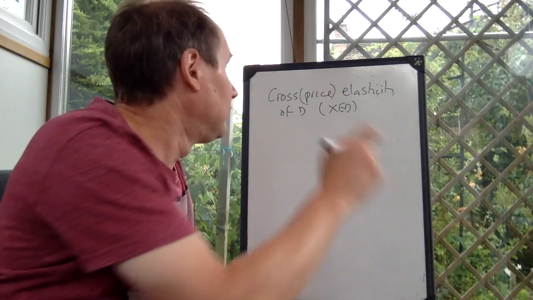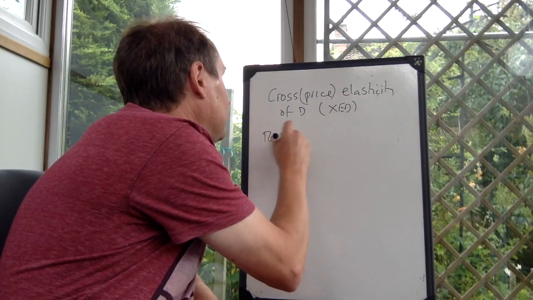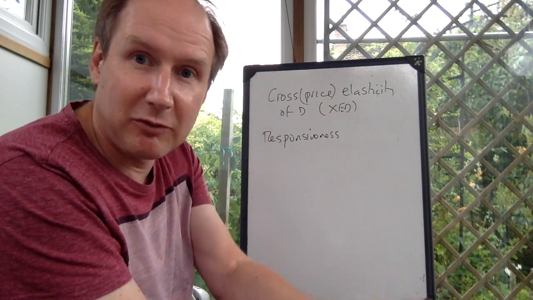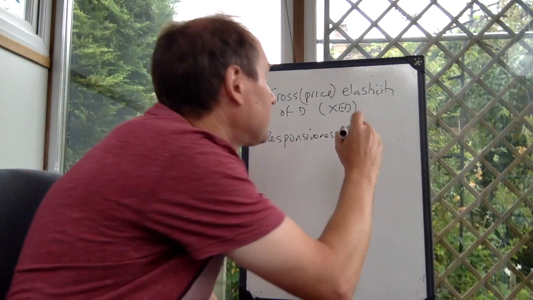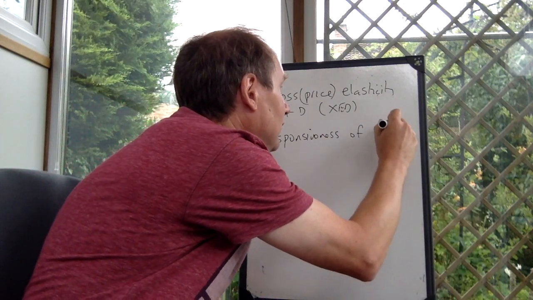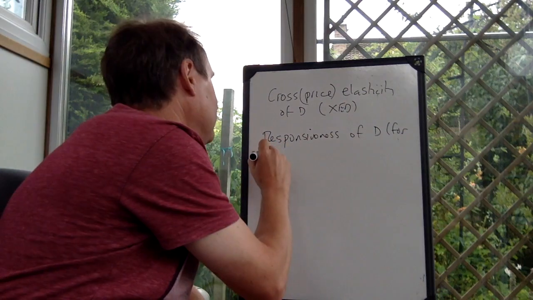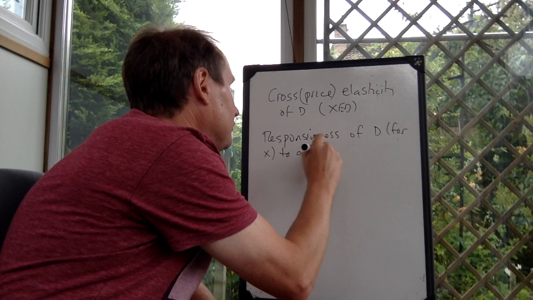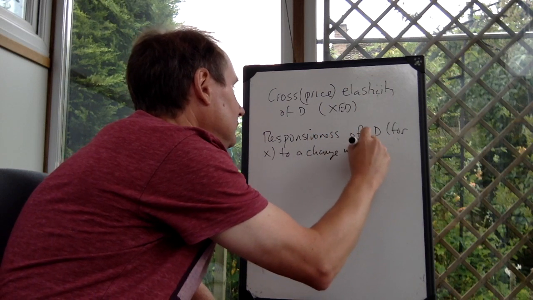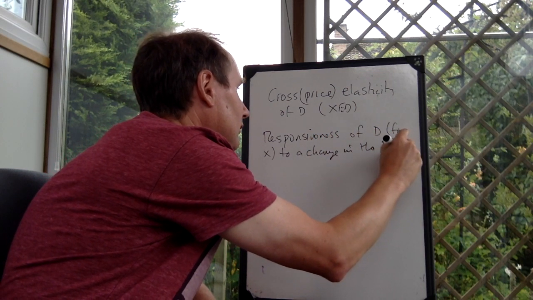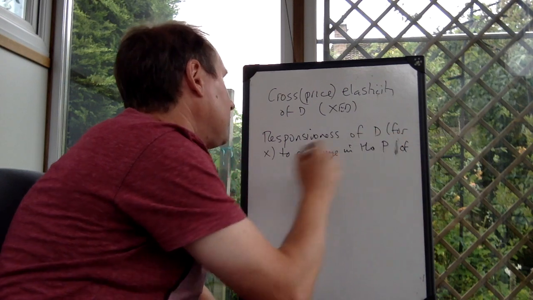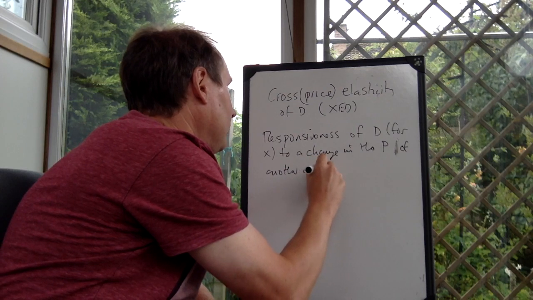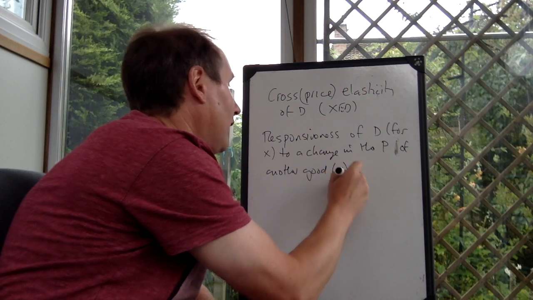And what this shows is the responsiveness. Again, it's the same type of formula, the same type of explanation as all the others. It's the responsiveness of demand, in this case, for one product, such as X, to a change in the price of another. So it's changing the price of another good, a different one, say Y.